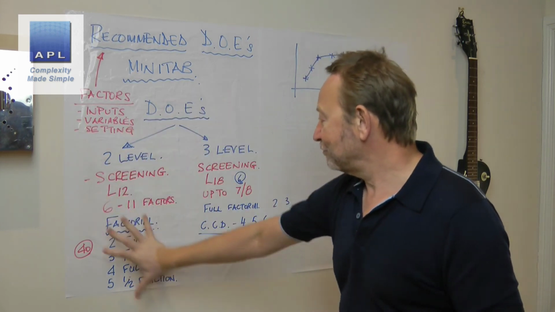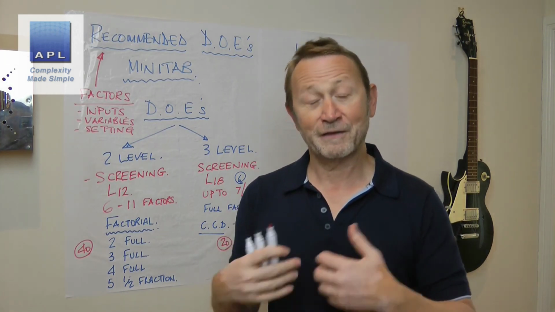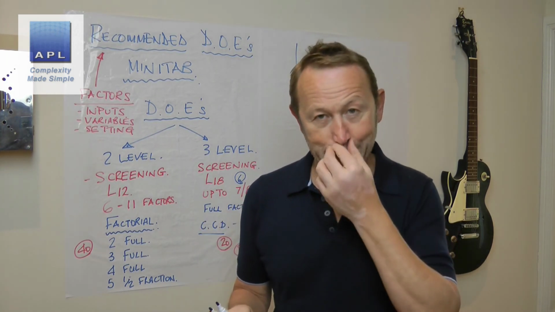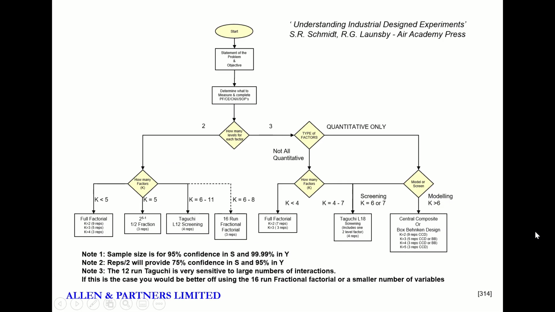Now this recommended set of DOEs I got from the people that taught me design of experiments. You can see this slide here. There is a graphic, and this is the recommended approach. On the left hand side of the graphic are 2-level DOEs, on the right hand side 3-level DOEs. It comes from this textbook here, Understanding Industrial Designed Experiments. You can buy it for £5 second hand off Amazon. I would recommend that you do that.